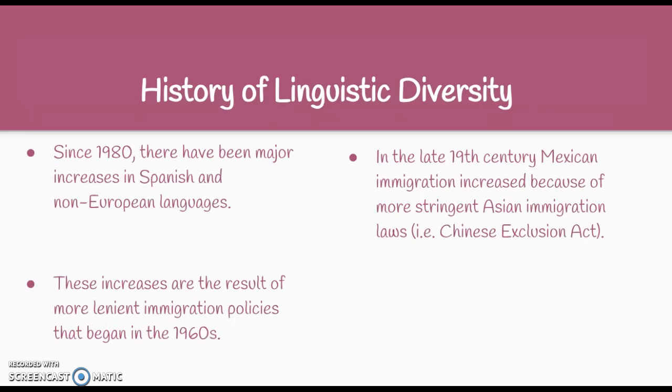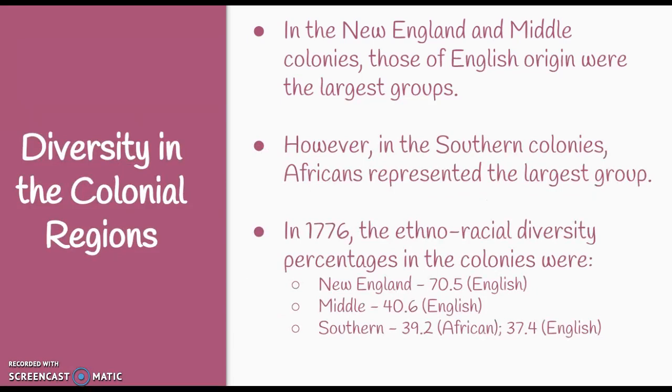So again, since 1980, there have been major increases in Spanish and other non-European languages, and that increase was a result of the leniency of immigration policies that began in the 1960s. In the late 19th century, Mexican immigration increased because of more stringent Asian immigration laws like the Chinese Exclusion Act, where Chinese immigrants were prohibited from coming to the United States.